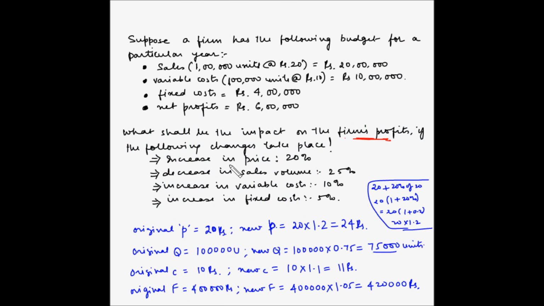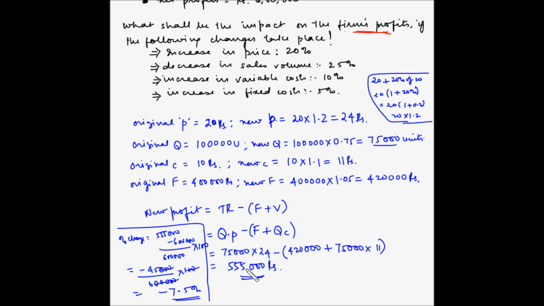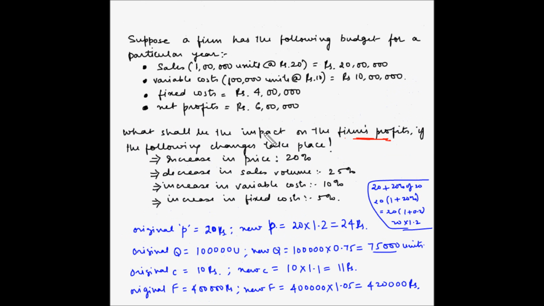So let's quickly analyze. We increased the price by 20%, but decreased the volume by an even higher percent, which is 25%, and increased the variable cost by 10% and the fixed cost by 5%. So increase in price is favorable, that means it would have helped in increasing the profits, but decrease in sales volume, increase in variable cost and increase in fixed cost are all detrimental to the profits. So that's why the profit has reduced to 555,000 from 600,000 rupees.